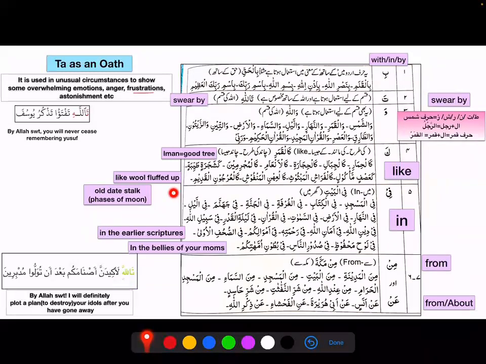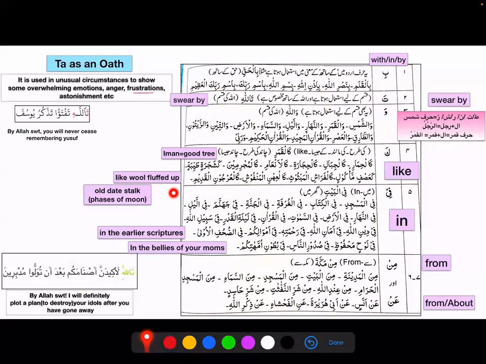Then another instance of tallahi, when Hazrat Ibrahim used this word, and he was saying tallahi, by Allah subhanahu wa ta'ala, la akidanna asnamakum ba'da an tuwallu mudbirin. I will definitely, no doubt about it, this noon over here with shadda is very emphatic. It's saying that I will plot a plan to destroy your idols after you have gone away. So that is Hazrat Ibrahim alayhi salam challenging, because he was really upset.